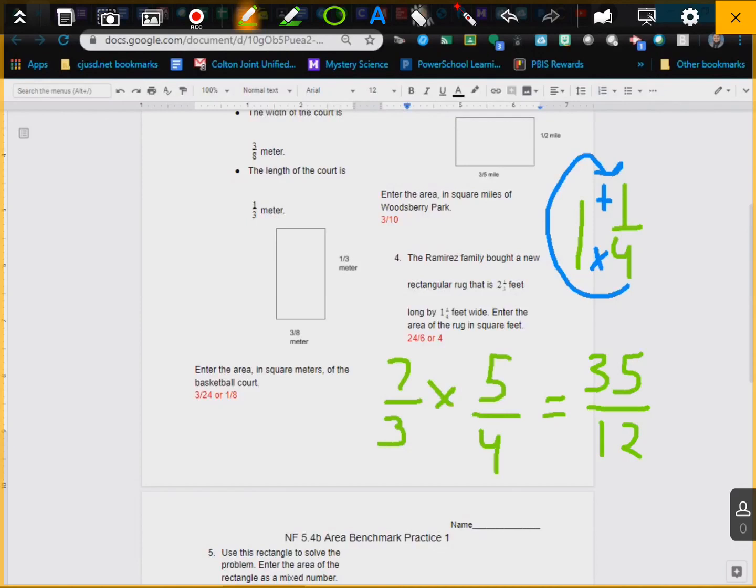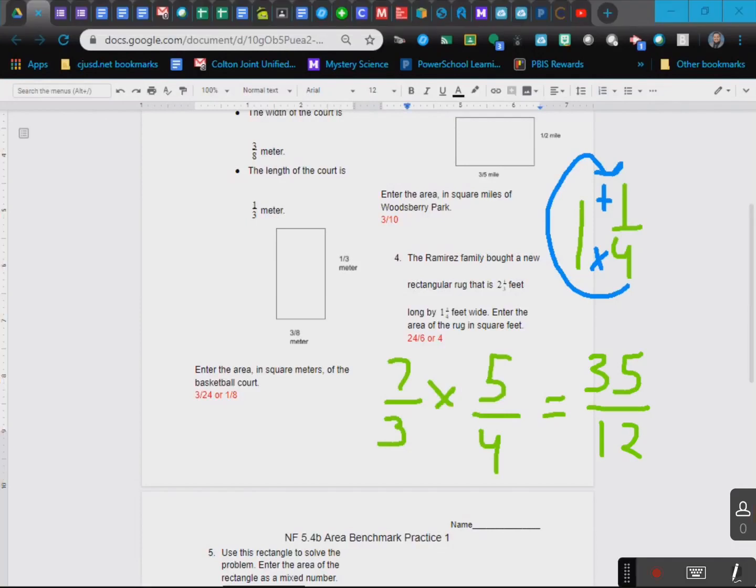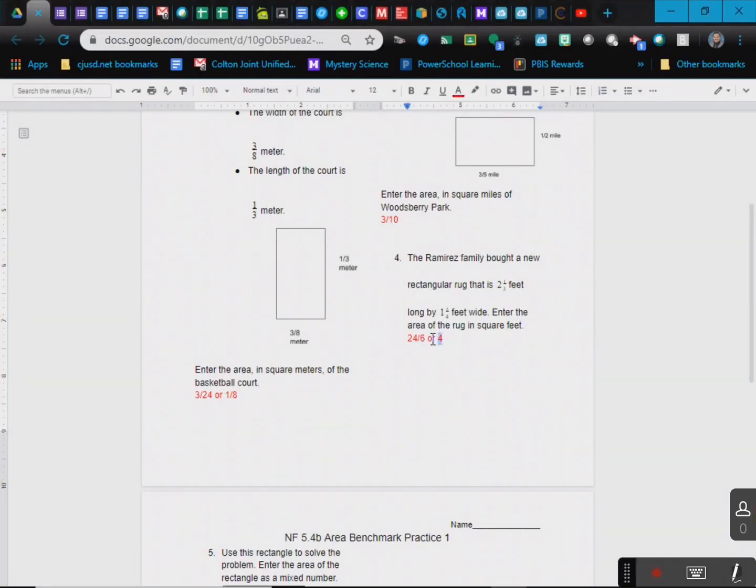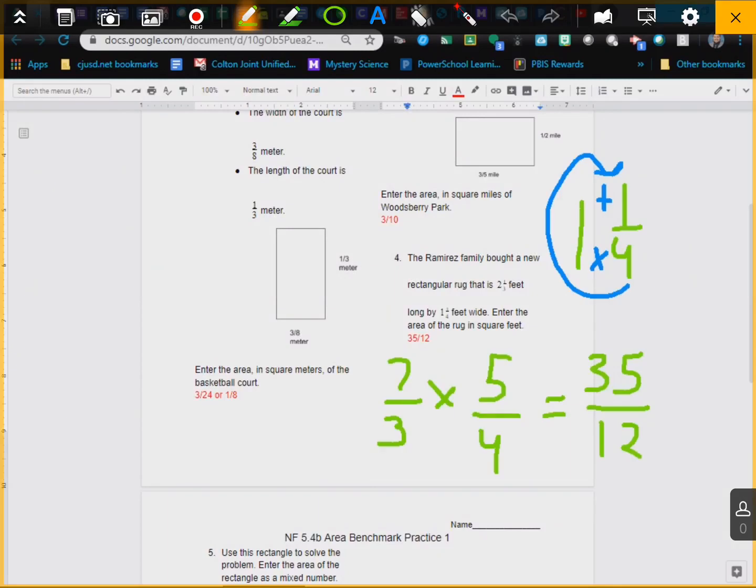So I'm sorry, the answer I wrote here is not right. It should be 35 over 12. Okay, 35 over 12. So that was wrong. But when I actually did the work, it is 35 over 12. Because 3 times 2 is 6, plus 1 is 7. 4 times 1 is 4, plus 1 is 5. 7 times 5 is 35. 3 times 4 is 12. 35 over 12 is your answer.